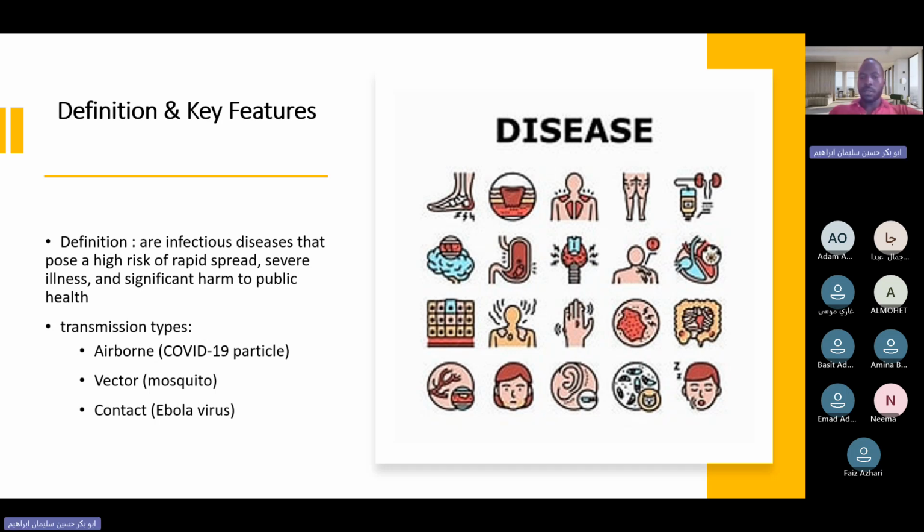Additionally, there are other diseases that can be transmitted through direct contact, like Ebola. These are the three modes of transmission for the main quarantinable diseases. As I mentioned, a quarantinable disease is an infectious disease with highly rapid spread and high risk among the population. The three modes of transmission are airborne disease, vector disease, and lastly contact disease.